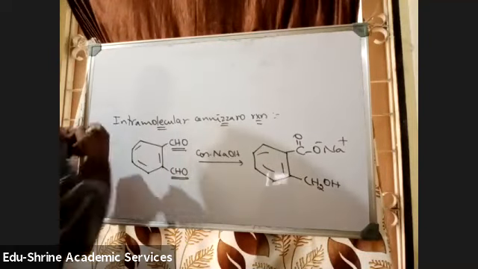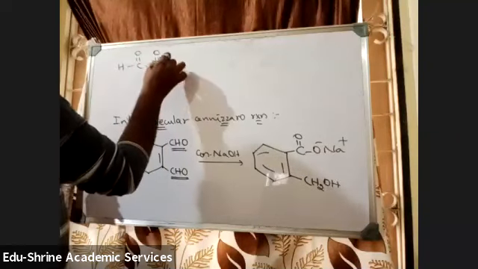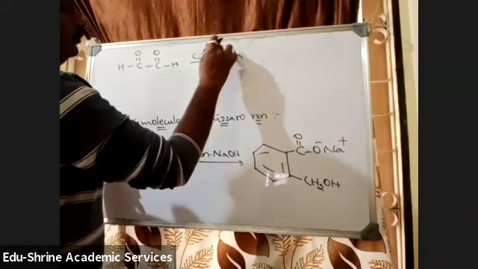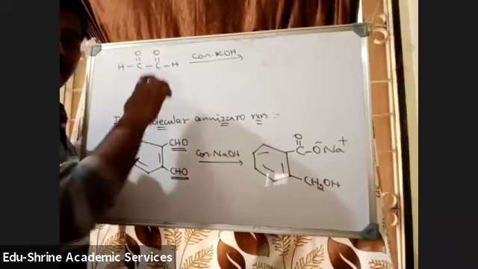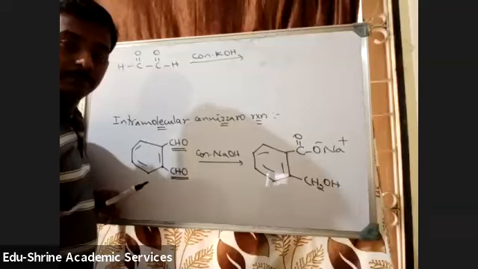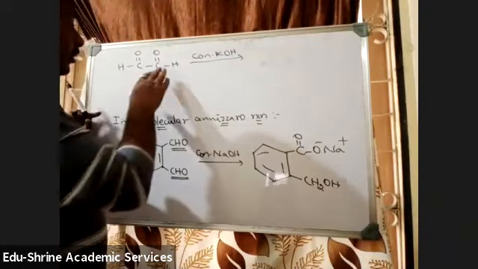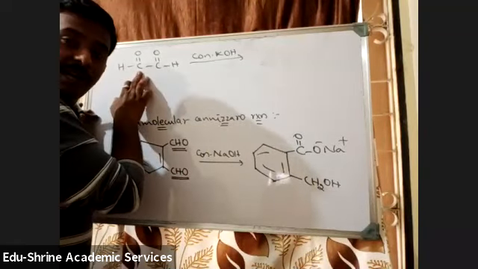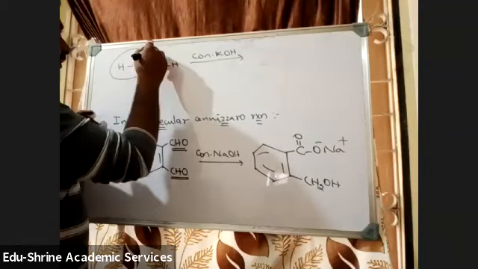One more example. Tell me, students, will this undergo the Cannizzaro reaction? Yes, because there are no alpha hydrogens to this aldehyde group. There are two aldehyde groups. This is one aldehyde group, and this is another aldehyde group.